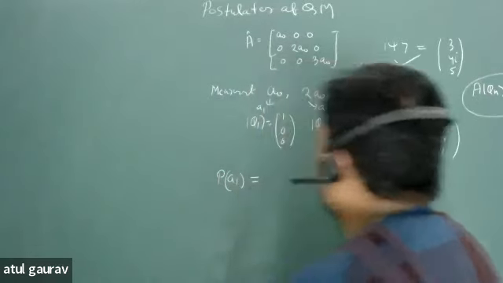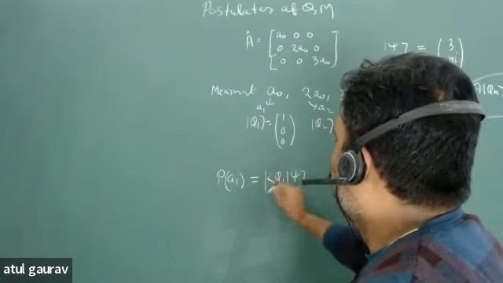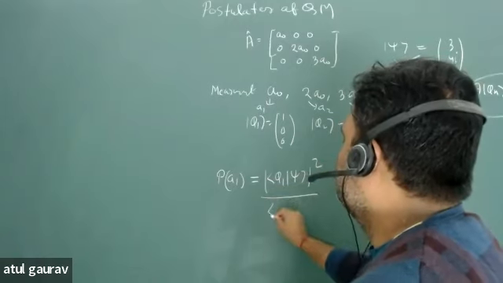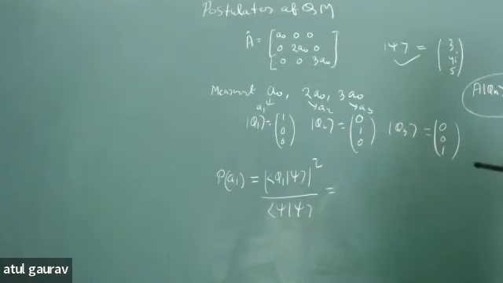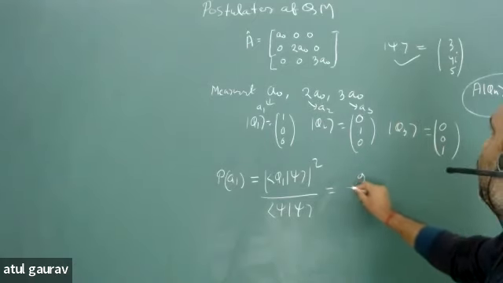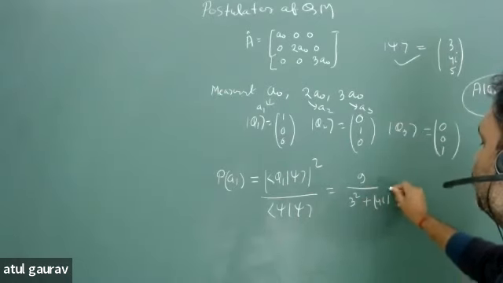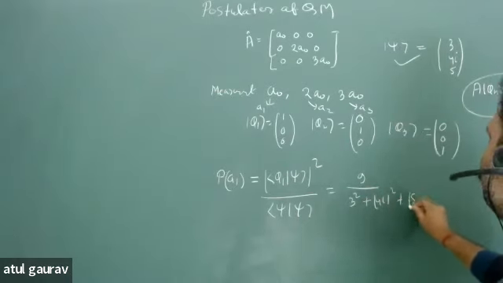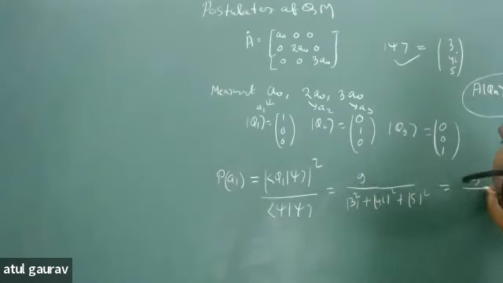So what will this be? This will be mod square of phi 1 with psi, divided by psi with psi. What will you get? 9 by 50. 9 upon 3 square plus mod 4i square, isn't it, plus mod 5 square. So everywhere you have to take mod square. So what will that value be? 9 upon 9 plus 16 plus 25. That is 9 by 50.